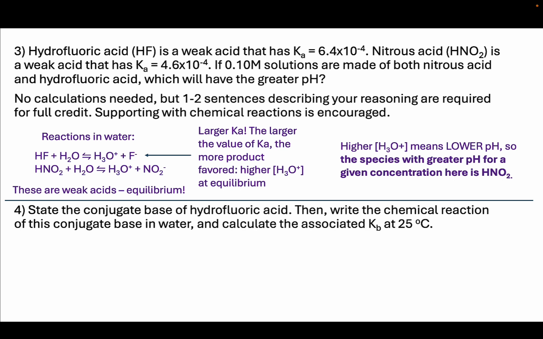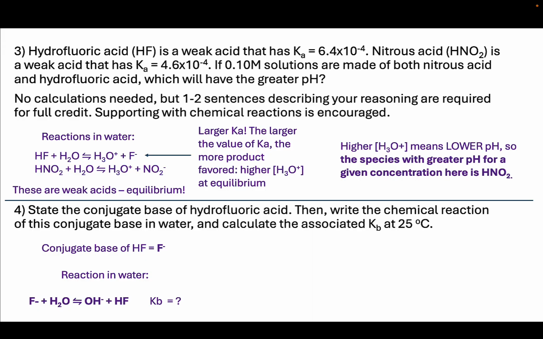The last question is asking about the conjugate base of hydrofluoric acid. We want to state that conjugate base, write the chemical reaction, and then calculate this other related constant, which is Kb. Here is our conjugate base. It's just HF less a proton, and that would be F minus. This is the corresponding conjugate base. In the presence of water, we have F minus with H2O. It's going to take a proton from the H2O and leave us with hydroxide, OH minus, and it will recover the hydrofluoric acid.